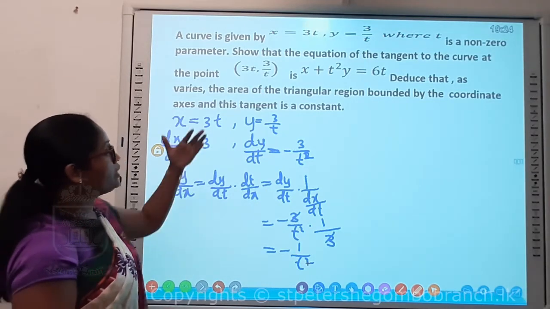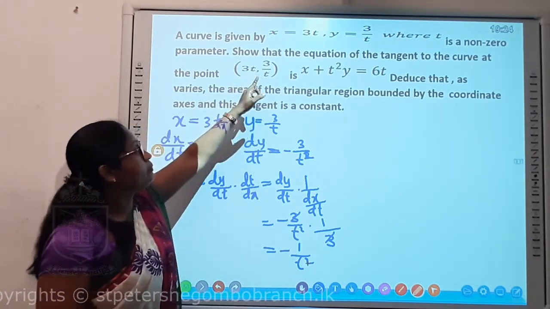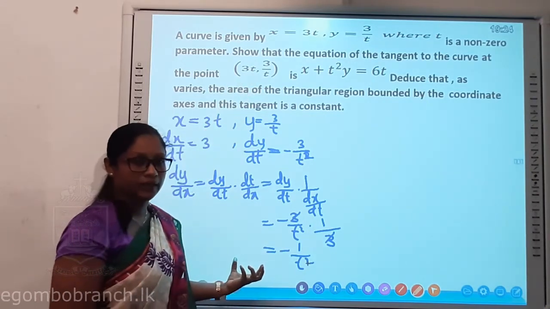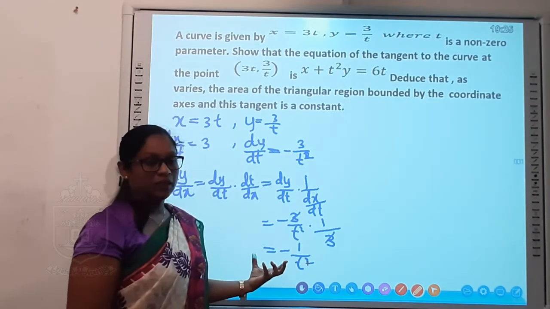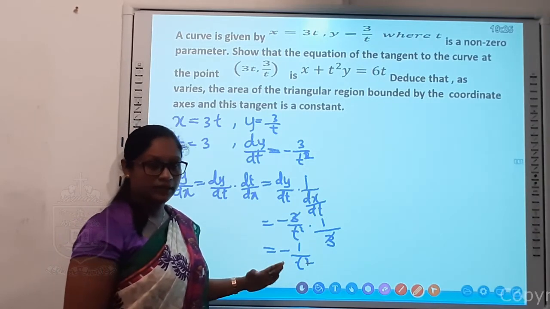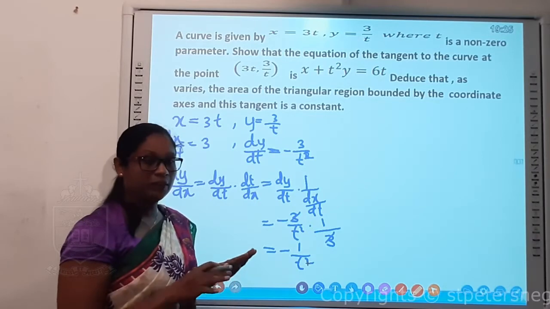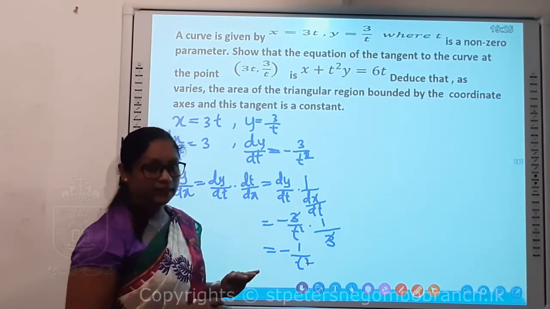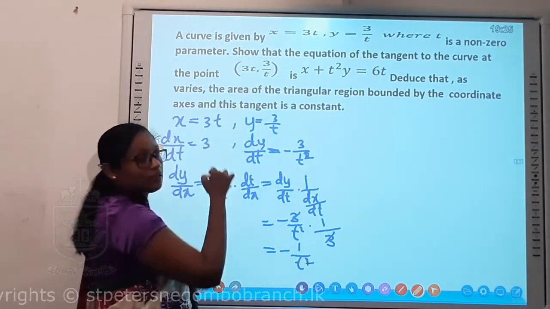Now the point is given. Actually, the point is in terms of the parameter. We don't have values to replace and find a value for the gradient. So we can accept this one as the gradient because we are dealing with the parameter t. Here also we got the answer with t. So we're going to do this question at that level, keeping the parameter t. I assume this one as the gradient and this one as the respective point.